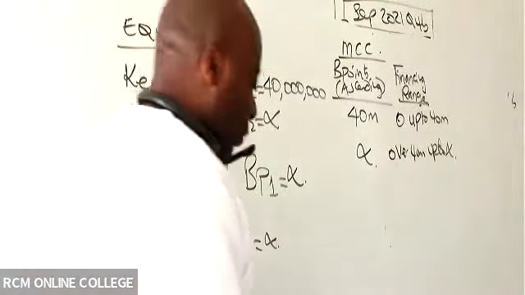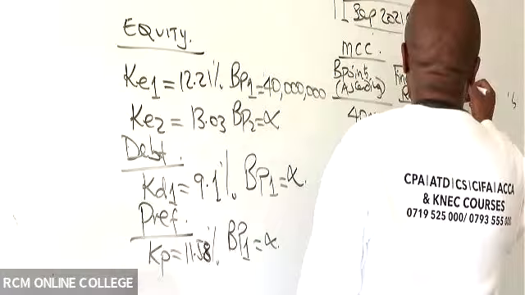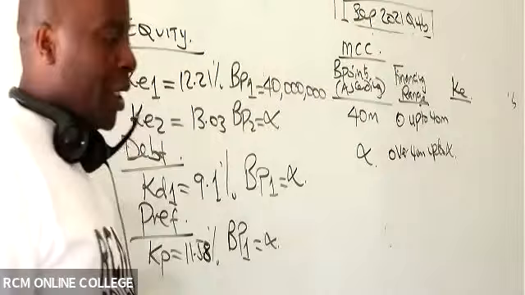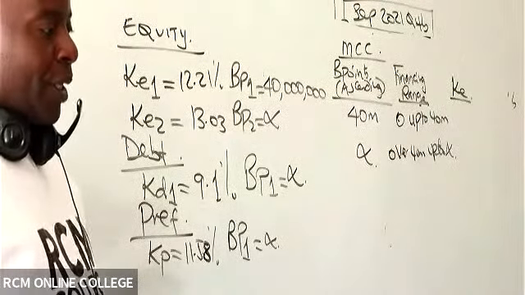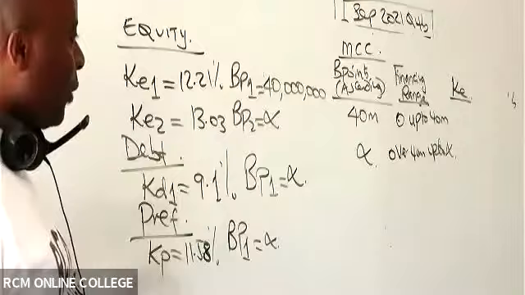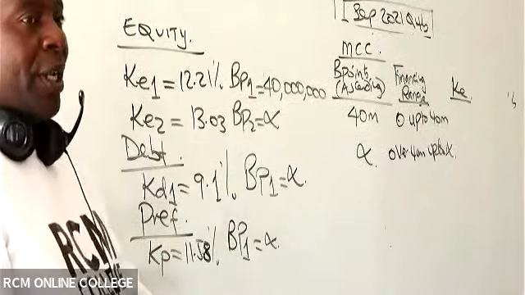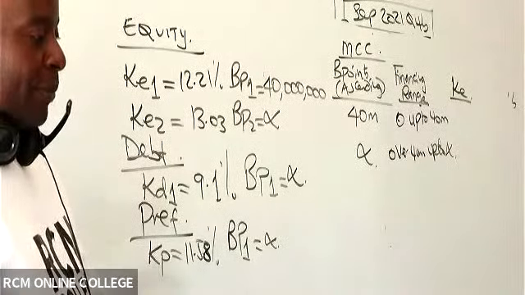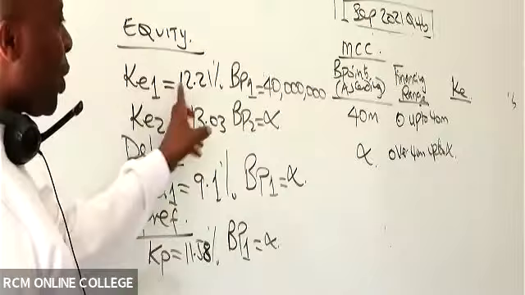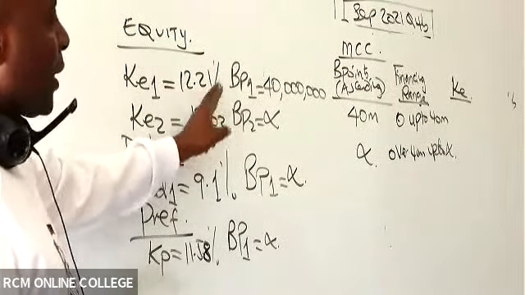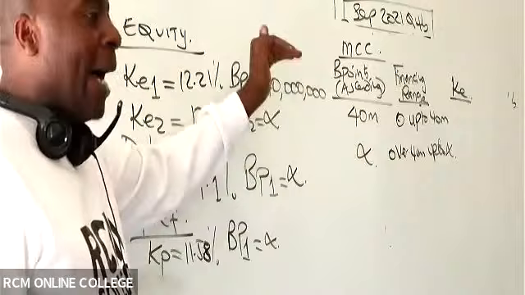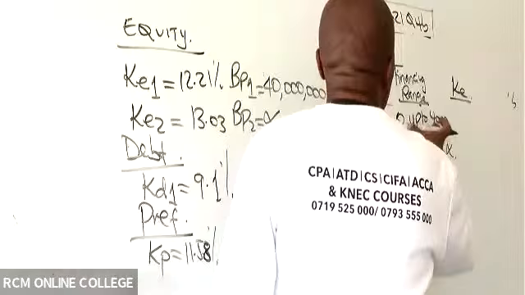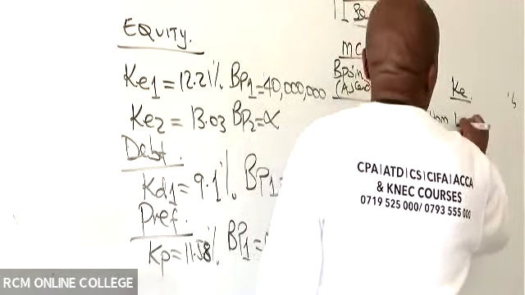And for these financing ranges, I would want to see how you ninjas will post the cost of equity from the summary. So I know that cost of equity 1, which is 12.21%, runs up to 40 million. So it will be in this class, 12.21%.